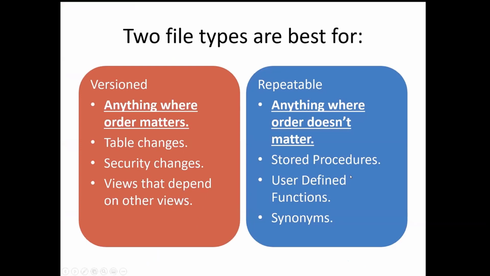So with these file types, versioned is best for anything where order matters, right? So any changes to a table, any security changes, or any views that depend on other views. You're going to have to write those out to run in the correct order. And repeatable is for anything where order doesn't matter. In most cases, stored procedures are going to be okay running if they're missing objects or anything. It just gives you a note that says, oh, you're going to need this. With user-defined functions, it's going to be okay sometimes, but if it's looking for a table that doesn't exist, you'll need to make sure it's in a version script. And then synonyms just kind of work, but they won't tell you if the synonym actually exists or not.